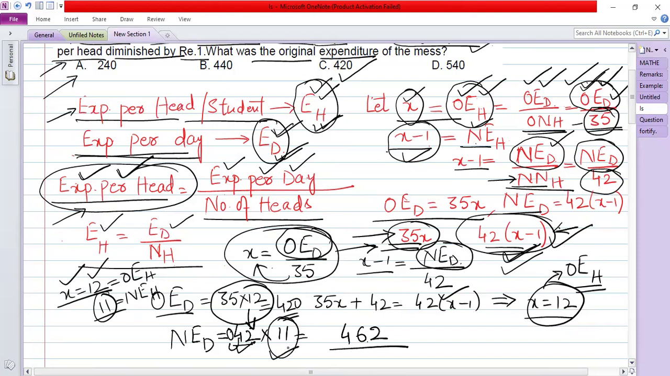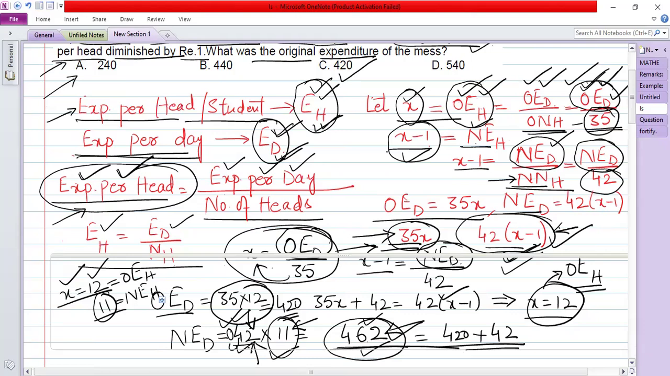I had just explained how to multiply any number by 11. First we write the unit digit, so first I have written 2. Then 2 plus 4, unit digit plus tens digit, is 6. Now in front of the 4, the hundreds digit is 0. So 4 plus 0 is 4, giving 462. So this is our new expenditure per day, and one can see that this 462 is 42 rupees more than this 420, which was the original expenditure per day of the mess. So here one can verify our answer.